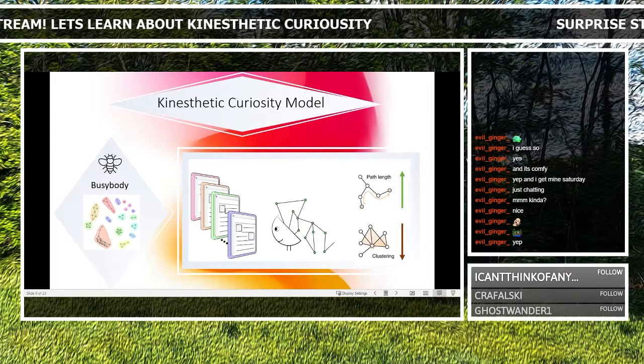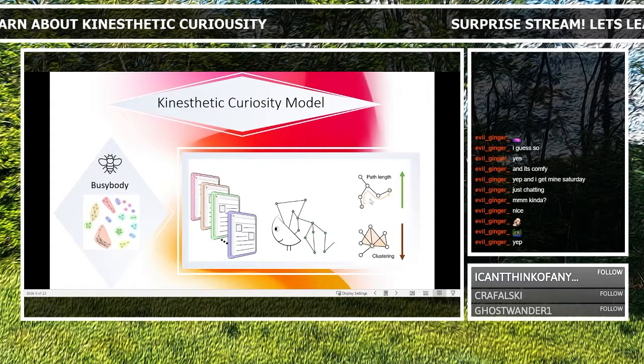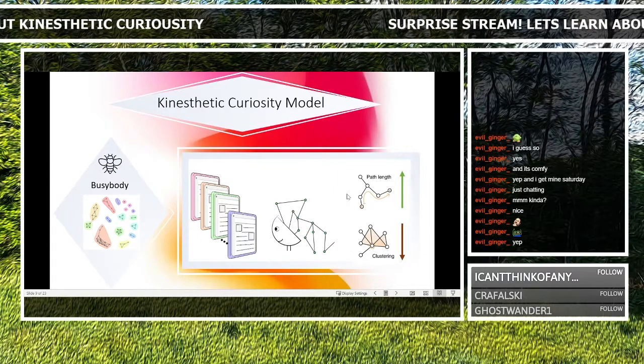Each of these Wikipedia pages represents a node in here, and sometimes they are closely related. And can you see my mouse? You can see my mouse. Okay, good. And other times they're really loosely related. For the busybody, you're going to have really long path lengths and low clustering.